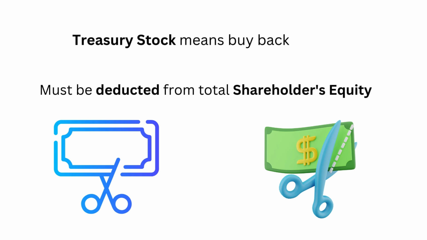which means this is a reduction in total equity. It is true that we write it down under shareholders' equity in financial statements, but we have to deduct this amount of treasury stock from the total amount of shareholders' equity.